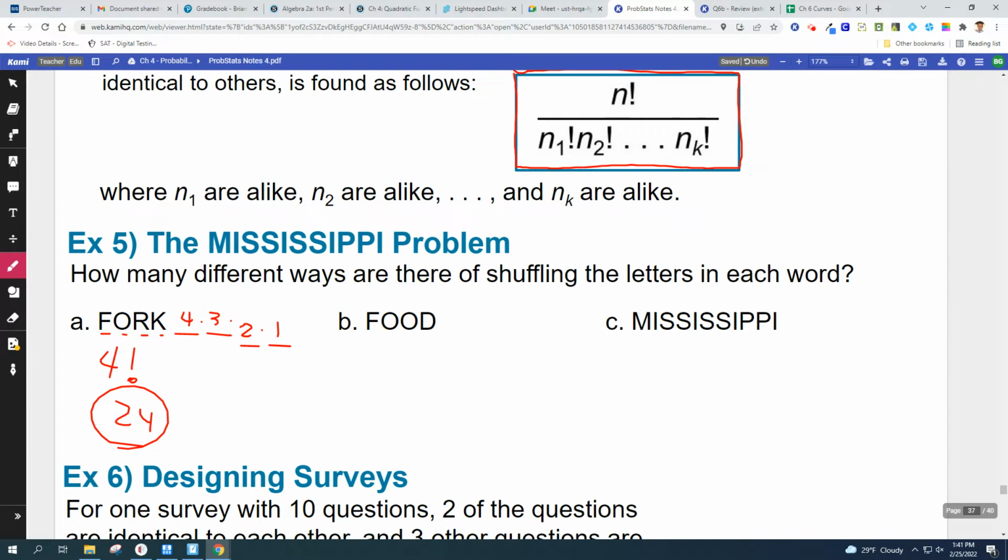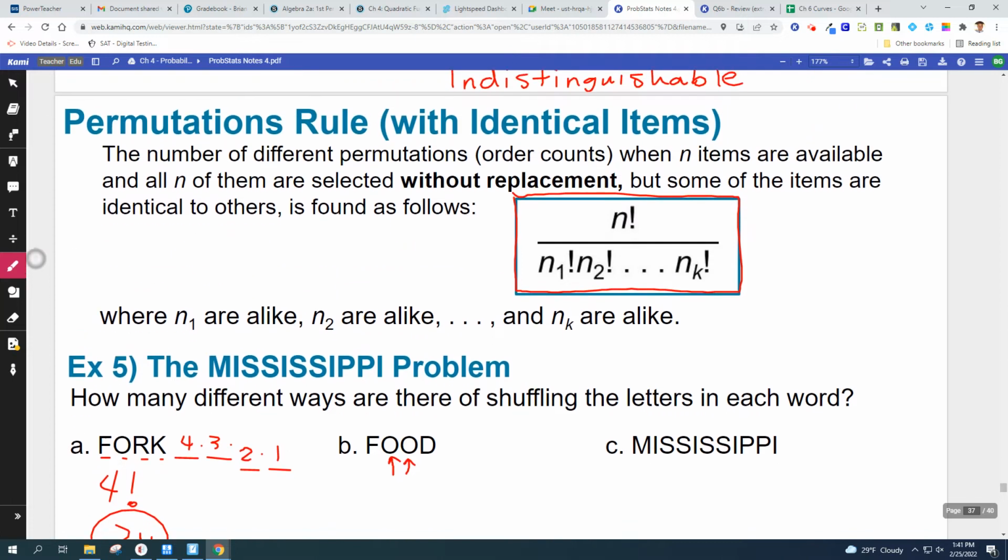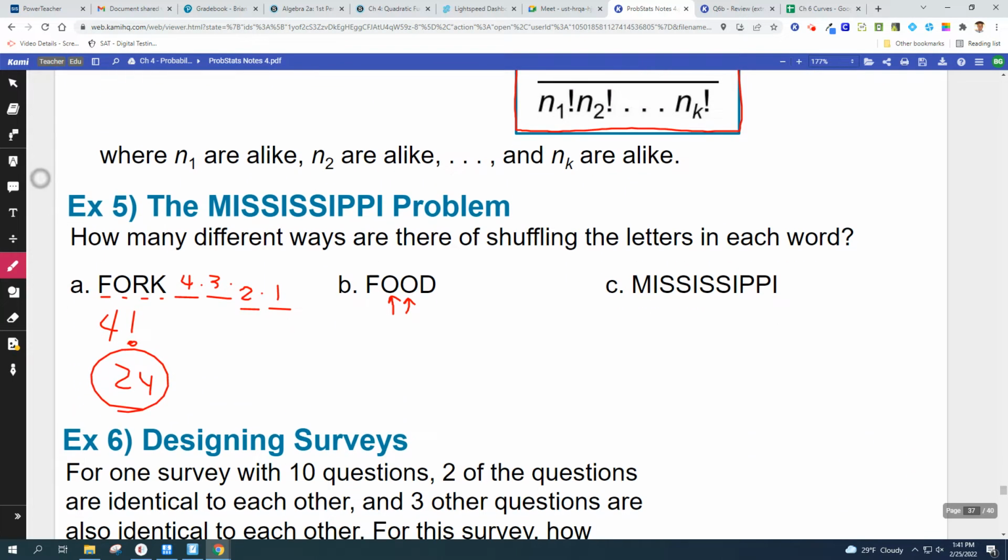Okay. Part B, food. It seems like it's going to be the same thing, but check it out. If you look at those 2 O's, and if you switch some spots, nobody would ever know the difference. So we can't count OO and switched around OO as 2 different things. Those O's are exactly alike. They are identical. They are indistinguishable from each other.